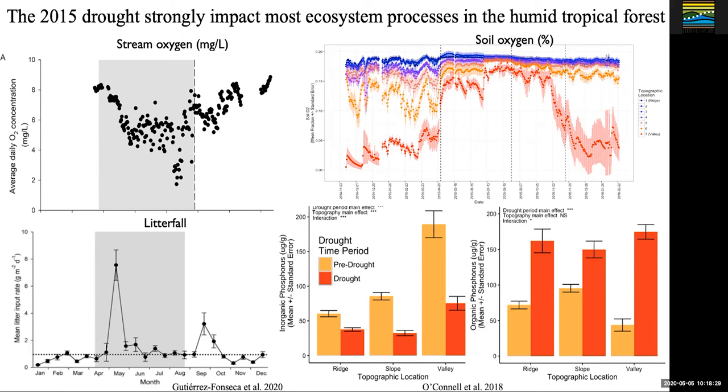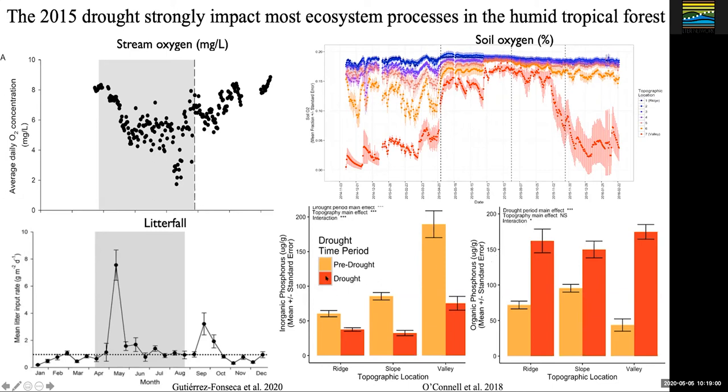This was because flow was lower. And we saw a big increase in organic matter that fueled oxygen consumption. So this is a big litter fall event that happened during the drought that fed the stream invertebrates that consumed the oxygen. In the soils, we see the opposite effect. As soils dried, we saw big oxygenation events that occurred across the landscape and persisted for a very long time. And that affected a suite of biogeochemical processes.